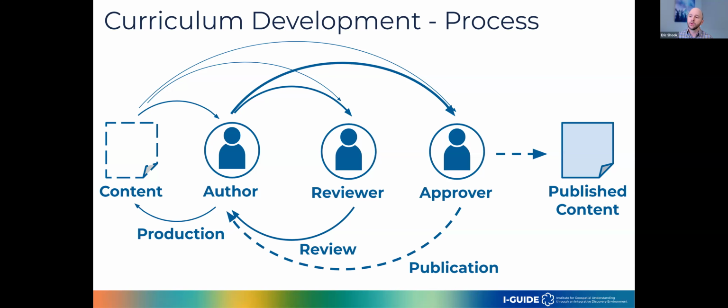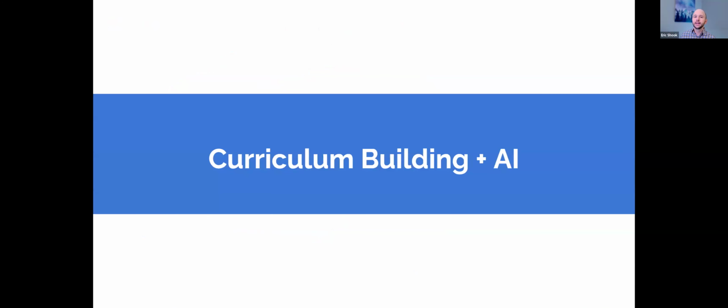Now, these three roles, author, reviewer, approver, might be the same person. So for example, if you're an instructor of a class, you might author the content, review the content that you just authored, and then ultimately approve it and put it up on Canvas or your learning management system. So it's not to say that these have to be three separate human beings. But these are the three big roles that generally you do when you're working on collaborative curriculum development. And this introduces the ability to do AI.